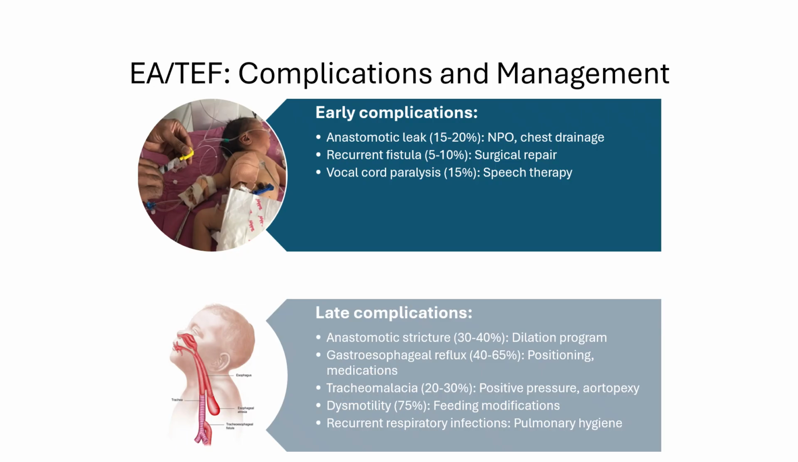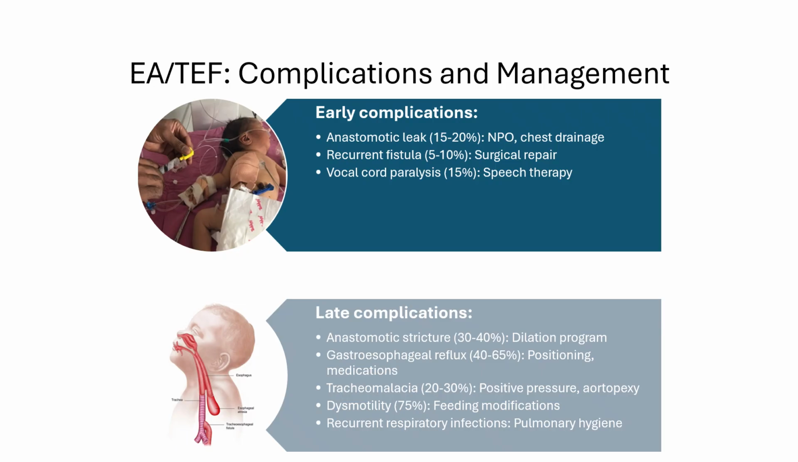Recurrent fistulas develop in 5 to 10%, typically from incomplete initial closure or excessive tension on the repair. These require surgical revision. Vocal cord paralysis affects 15% due to injury to the recurrent laryngeal nerve during thoracotomy. Speech therapy helps, but some children have permanent voice changes. The late complications create lifelong management issues.